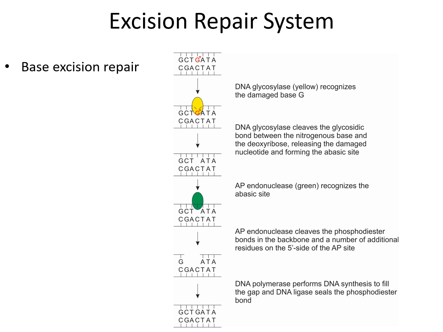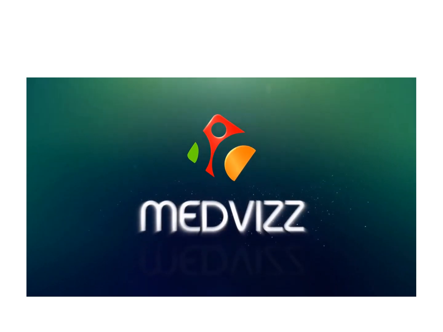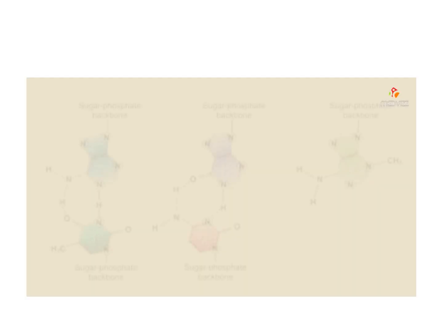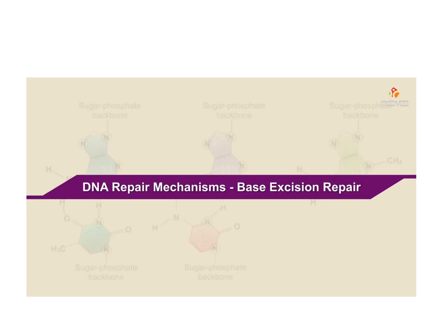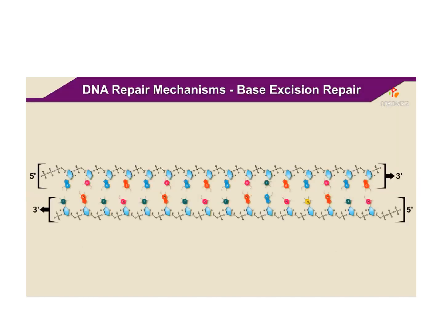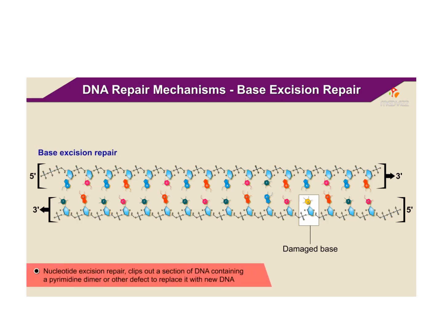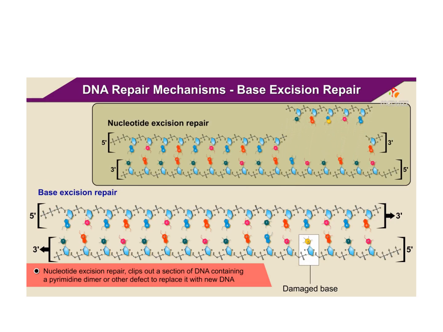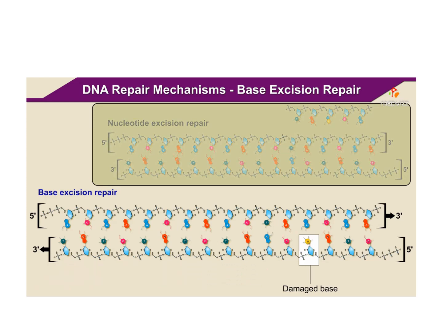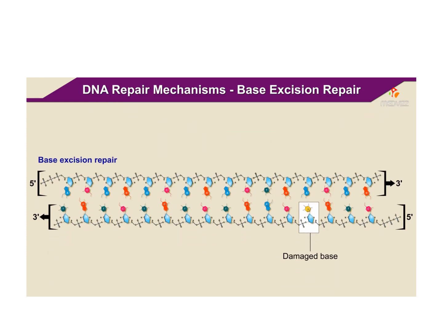And that's the video to show the base excision repair. Some damaged DNA bases are repaired by a system called base excision repair. Base excision repair works differently from nucleotide excision repair, which clips out a section of DNA containing a pyrimidine dimer or other defect to replace it with new DNA. Base excision repair acts on other kinds of defective DNA.